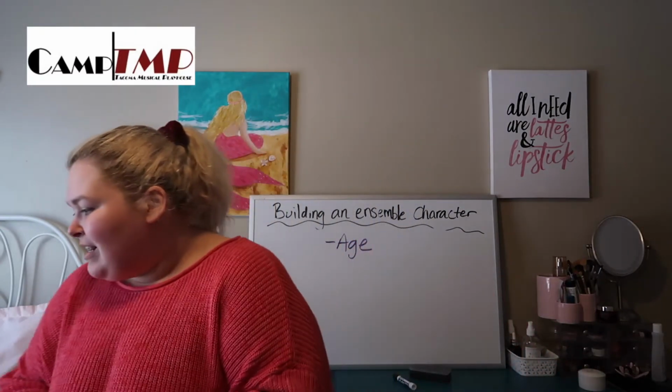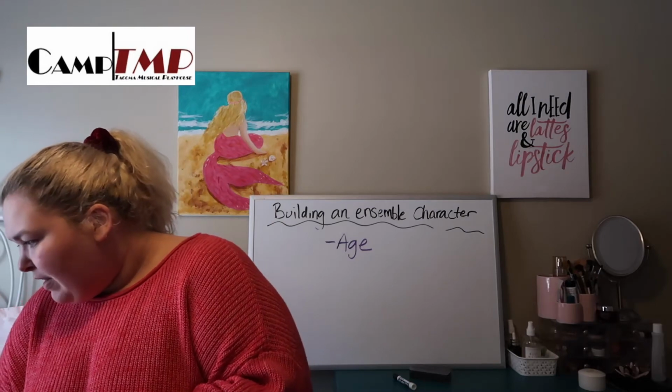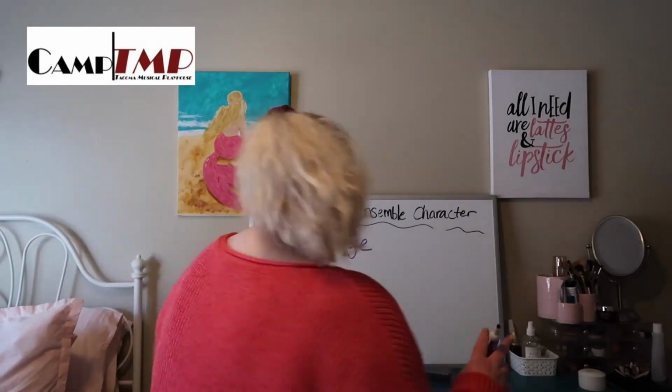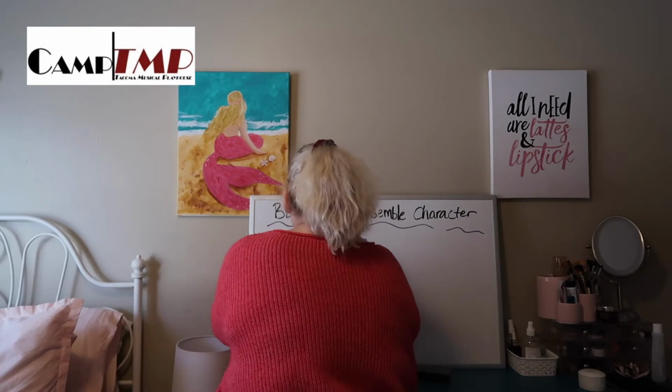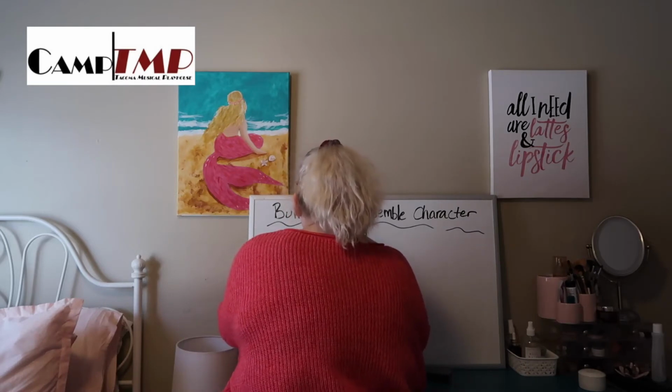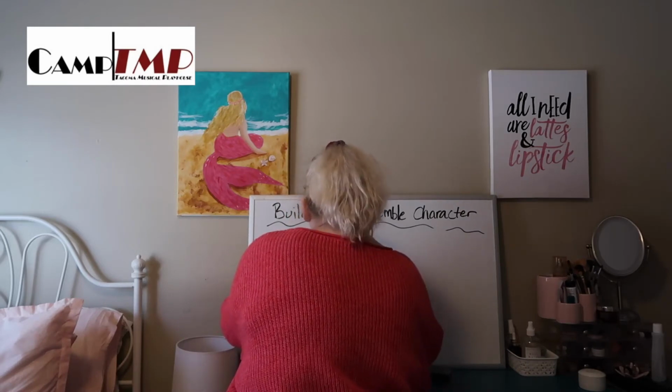Have you ever seen a toddler move around a room and they touch everything because they don't know what to do with their hands? So age greatly determines how you move. So you're going to want to think about how old they are. The next thing that you need to think about when you think about how your character moves, that we talked about yesterday, is their hobbies.